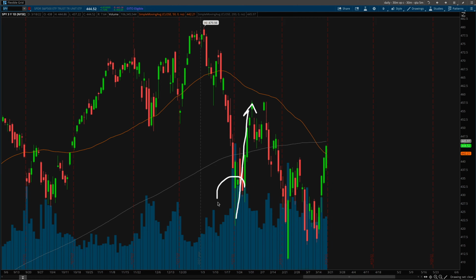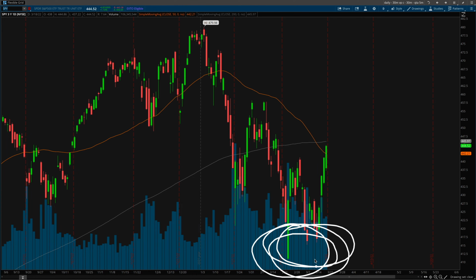All of these puts ended up expiring worthless, and there was a ton of open interest down here. Market bounced. All those puts are destroyed. Market sells off again. The market is in balance. Everyone's buying puts down here. For what reason? I have no idea.